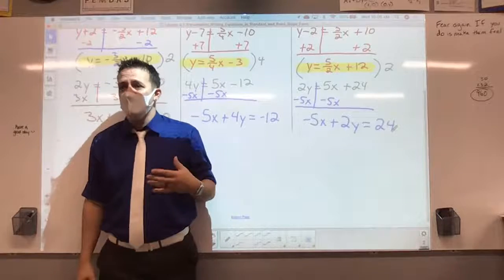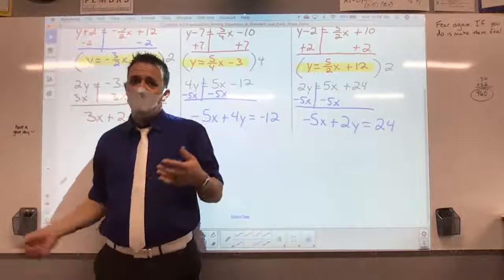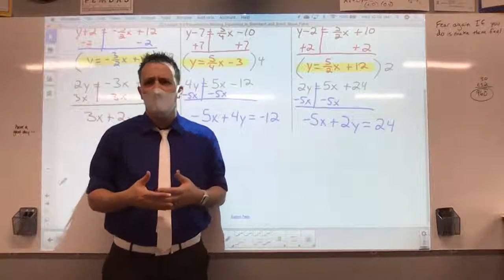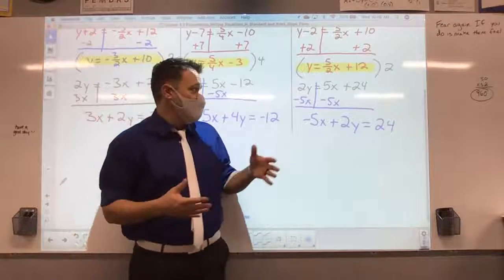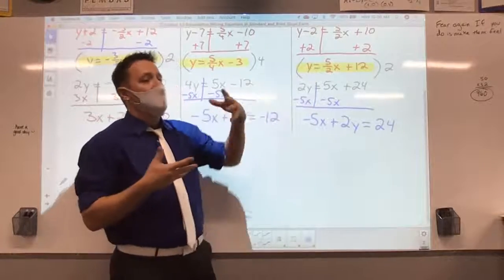Don't forget when you do the distribution part that you multiply everything by the number. You just don't do one or two things. That's where some of you will get hung up this year. Some of you will figure out, okay, I'm stuck here. How do I go from this to a standard form? Get rid of the fraction.